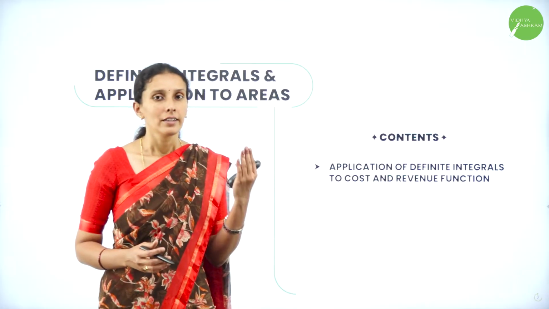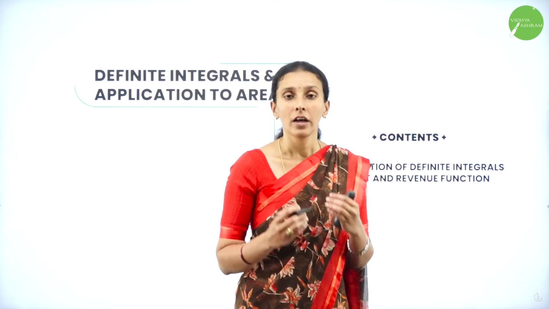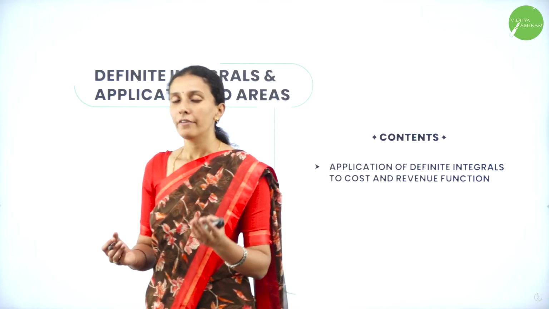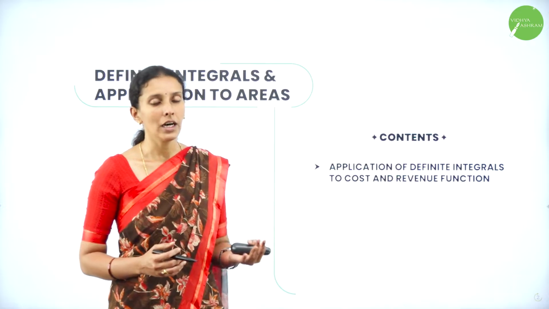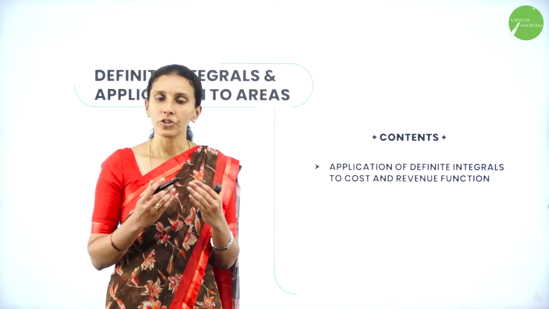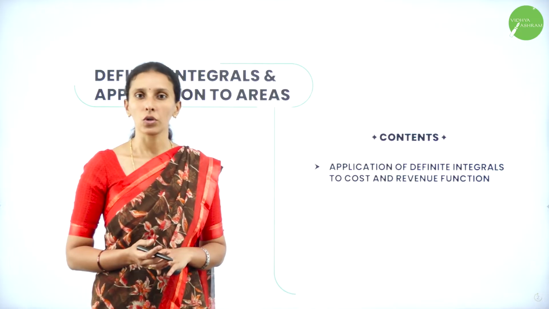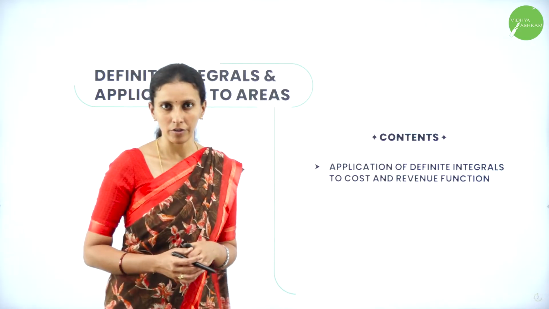In the chapter on indefinite integrals, we learned to find the marginal cost and marginal revenue whenever the total cost or total revenue of a function is given. So here, marginal revenue and marginal cost will be given. We have to integrate it, so we will get the total cost or total revenue of the given function.